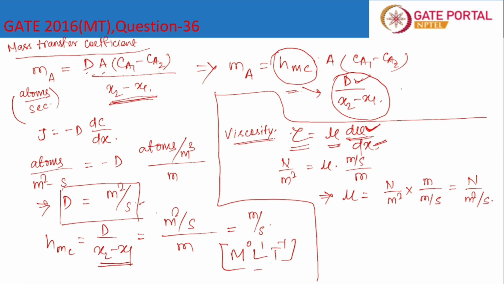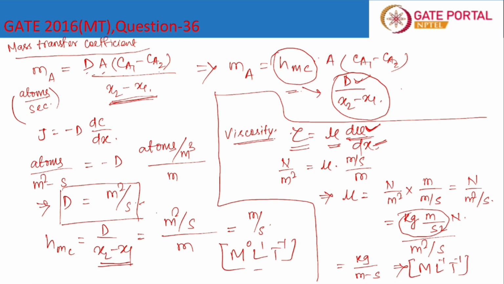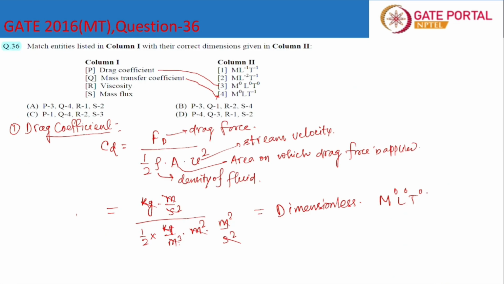So we know that Newton is the unit of force, that is basically kg into meter per second square divided by meter square per second. So this is our Newton. So what do we get? Kg per meter into second. So that means the dimensions will be m L minus 1 T minus 1. This is the dimensions of viscosity. So this one.